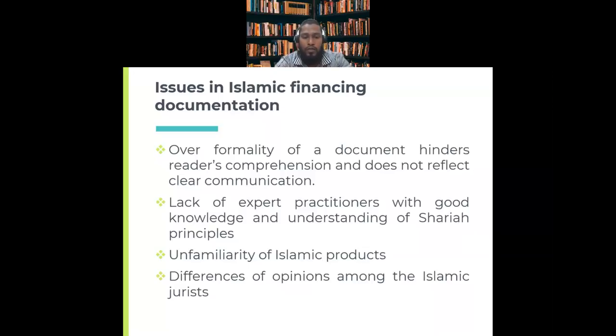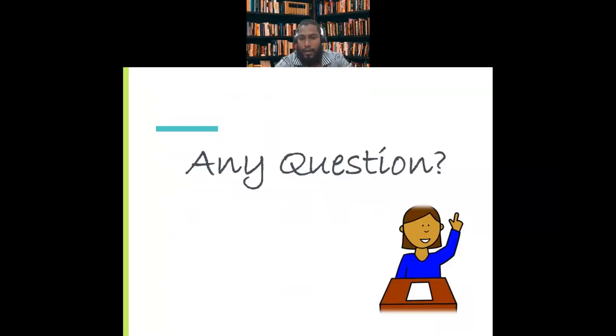So we need to minimize the differences, or at least in the case of Malaysia, where there is a National Sharia Advisory Council, their opinion can be considered as final if there is any dispute or any differences in terms of the product's validity or condition. So that is all on this chapter.